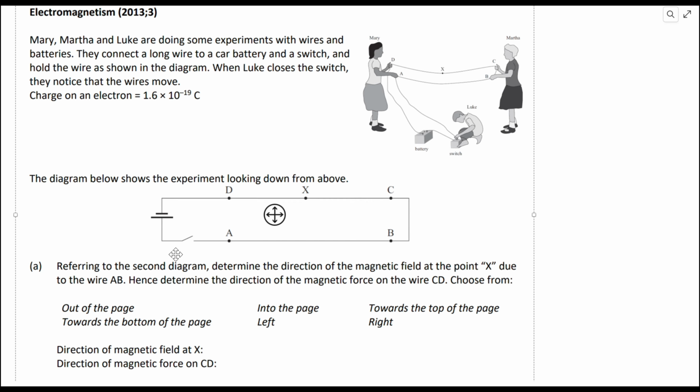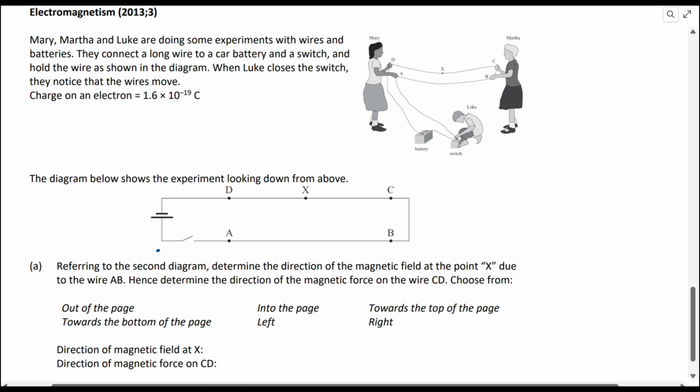So this diagram over here is basically showing you what the circuit looks like. It's a top-down view. You can see the battery and you can see the wires and the switch as well. Now, part A of the question asks you, referring to this diagram, determine the direction of the magnetic field at the point X. So this is the point X. We have to determine the direction of the magnetic field at that point due to the wire AB.